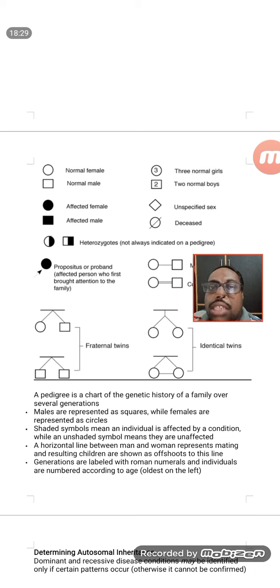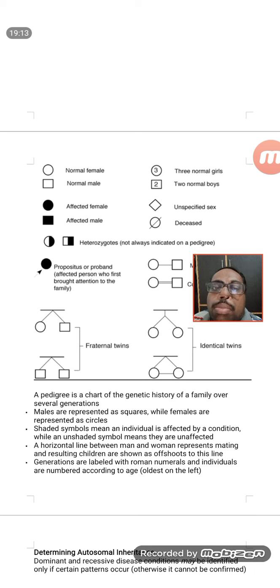That means a circle without shading is considered a normal female. You can write the name there, on top or below. A square without shading is considered a normal male. And if the male or female is affected with some disease, it will be 100 percent filled, with shading. And if it is heterozygous, half of the male or the female symbol will be filled. So if half is filled and the other half is not filled, that male or female is heterozygous in nature.